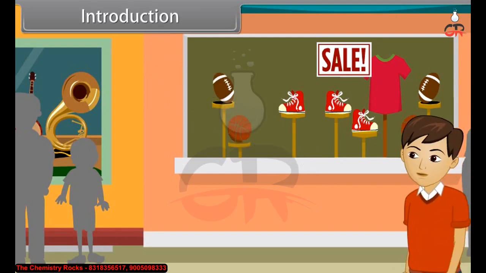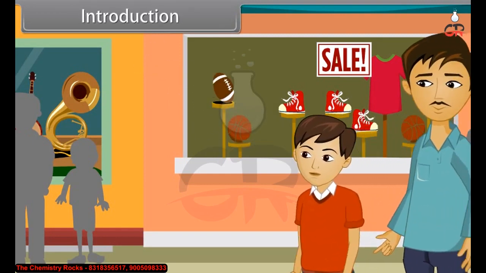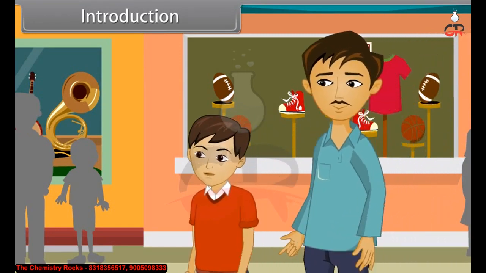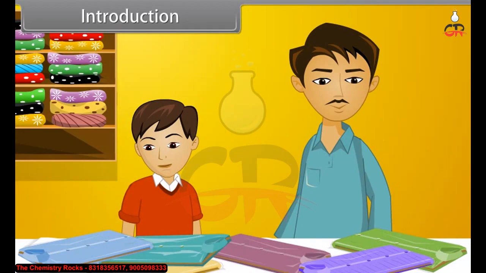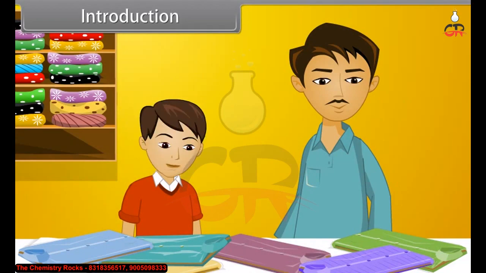Today, Tanuj came to the market with his father for shopping. He wants to buy some t-shirts and trousers. He enters a shop and sees a variety of colorful t-shirts.